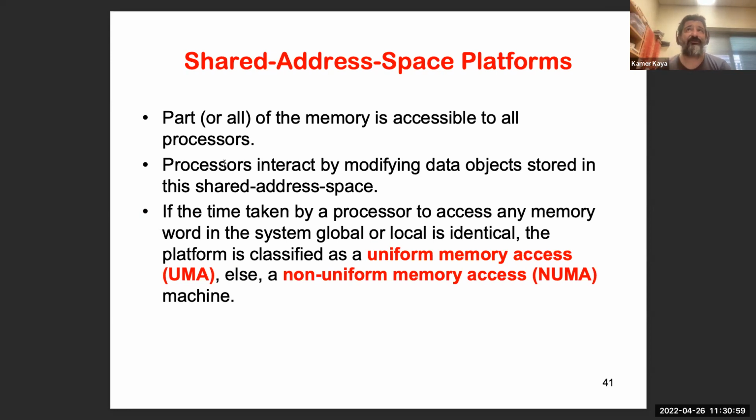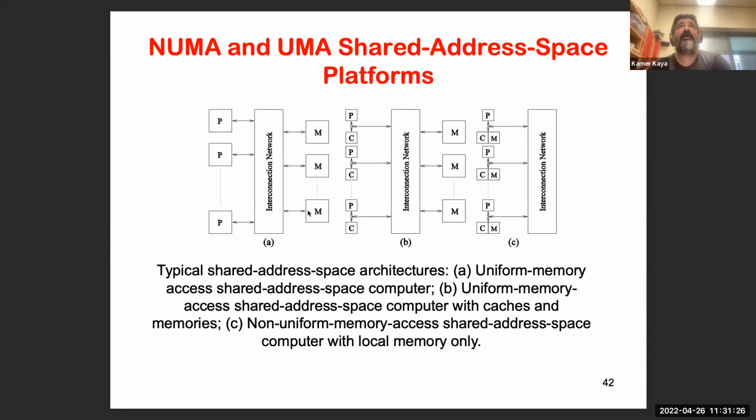If the time taken by a processor to access any memory word in the system, global or local, is identical, the platform is classified as uniform memory access, else a non-uniform memory access, NUMA machine. If you have multiple sockets, for instance, in your machines, 4 sockets, each containing 8 cores, each socket has its own memory unit. And let me see if I have a slide for that. Yeah, okay. So this says interconnection network, but you can consider this also the memory bus, I mean, memory subsystem.